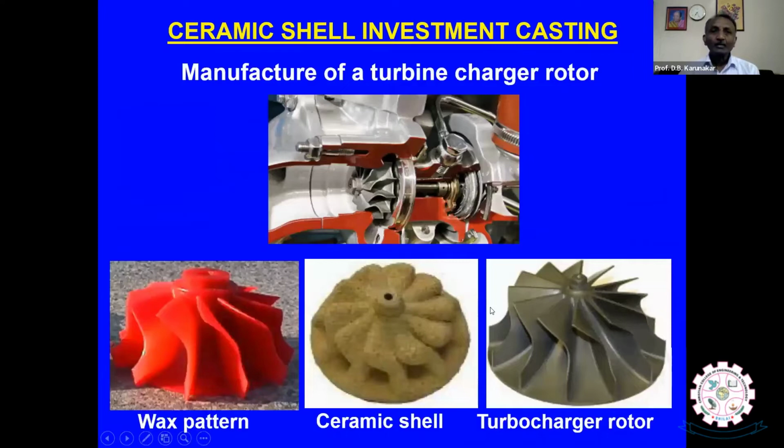Now you can see here, if a turbocharger's rotor is to be manufactured, this is the wax pattern. Now this wax pattern is repeatedly dipped inside the ceramic slurry and taken out, and the ceramic shell is created like this. To this we pour the molten metal. After solidification, we break this shell and we get the turbocharger rotor like this. That is fitted here, this one.